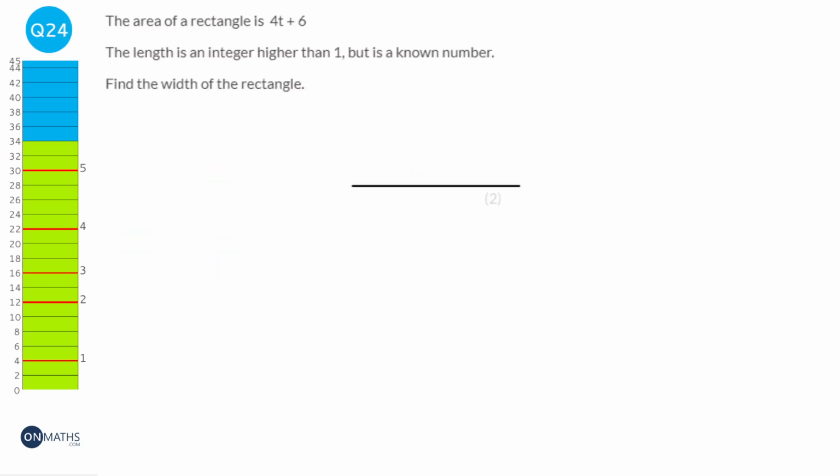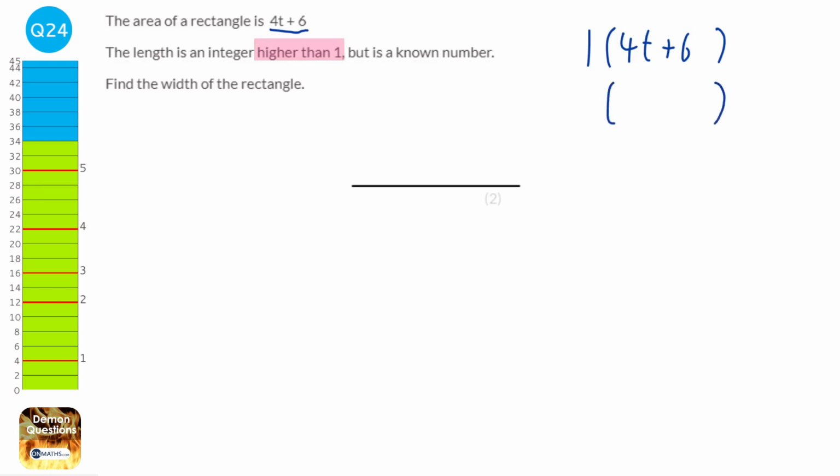So for this question, what we need to do is factorise 4t plus 6. Now factorise means put it into brackets. So if I try, what I can do is I can actually put a 1 on the outside here. So 1 times 4t plus 6 is 4t plus 6, but the question clearly states that it is higher than 1. So we need to find another number that's higher than 1 to factorise this with. So if we look at 4t and 6, well, they're both in the 2 times table. So I can put a 2 on the outside here.